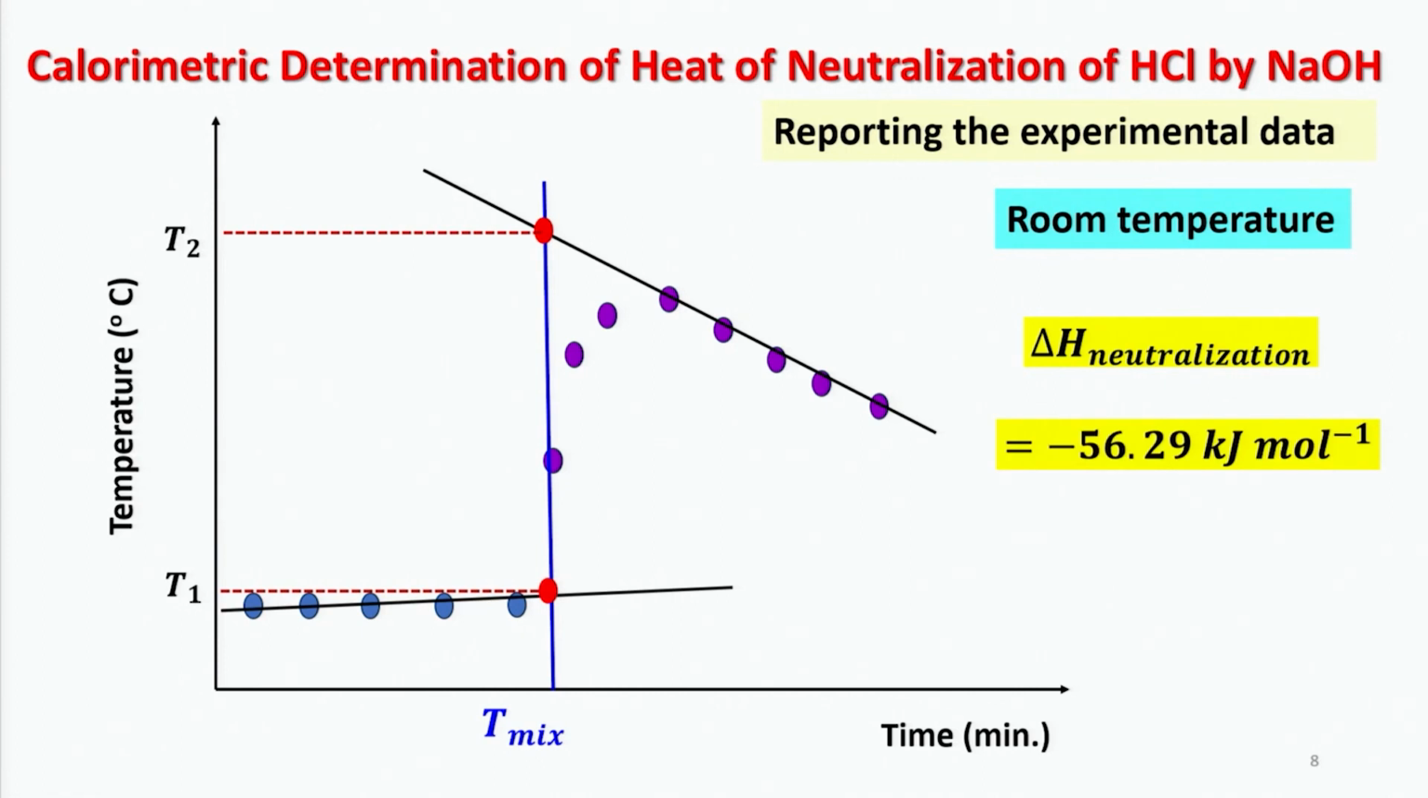In general, if you have performed an accurate enough experiment at a room temperature of about 20 to 22 degrees centigrade, you will find that delta H neutralization will turn out to be about minus 56.3 kilojoules per mole, or in other units, minus 13.4 kilocalorie per mole.